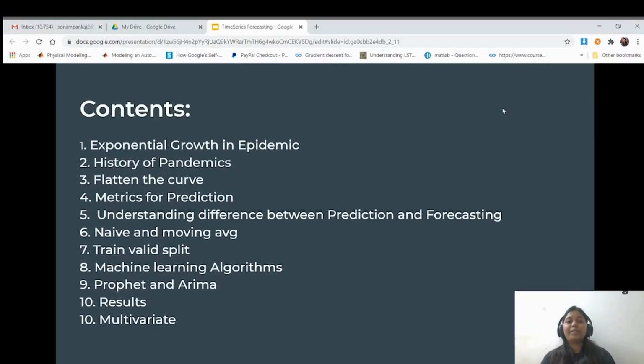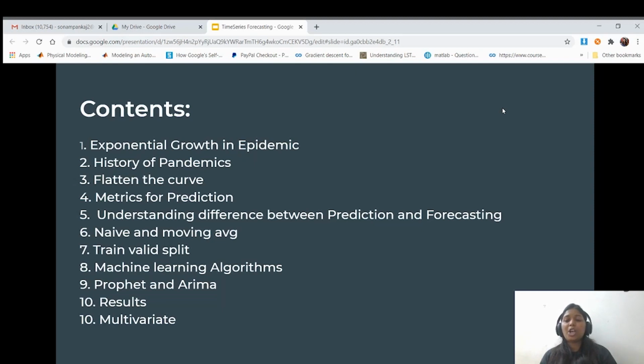So the content that we will be talking about today is, first, exponential growth in epidemics. It's intuitively difficult for the human mind to understand exponential growth, so we will take a look into it. Then the history of pandemics. We all know that pandemics are not new, and we will look into the previous pandemics and outbreaks in history. Then flattening the curve: why social distancing was important, why it was important to wear a mask and keep a control on the spread of the virus.